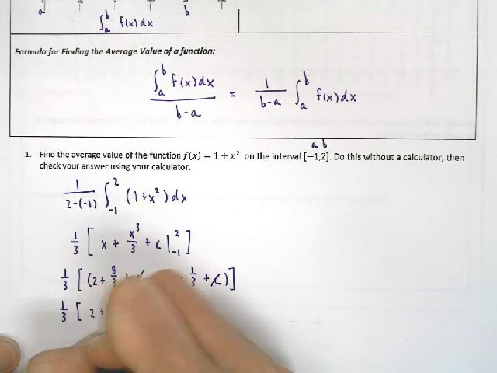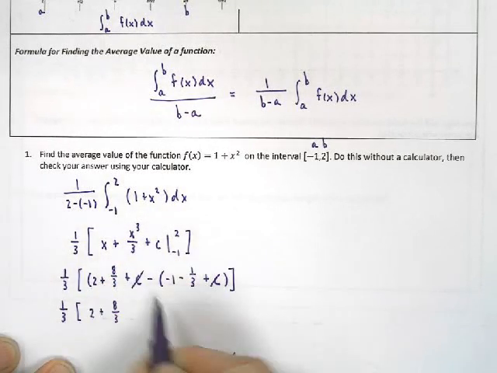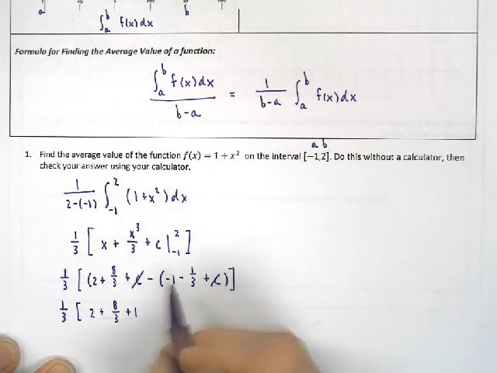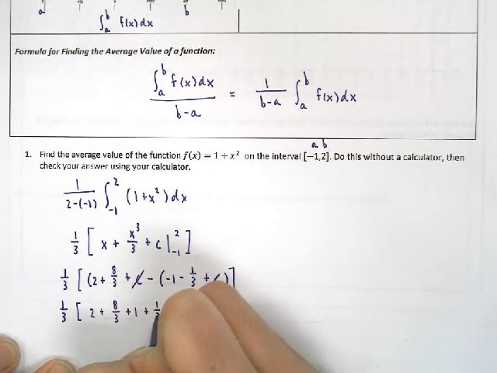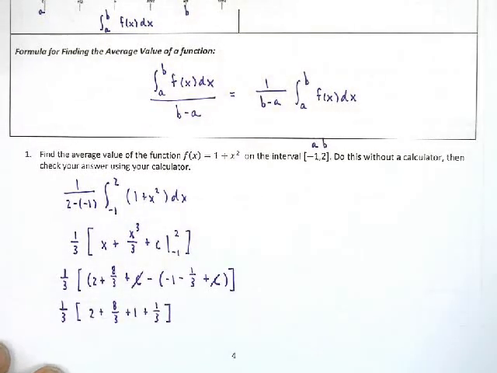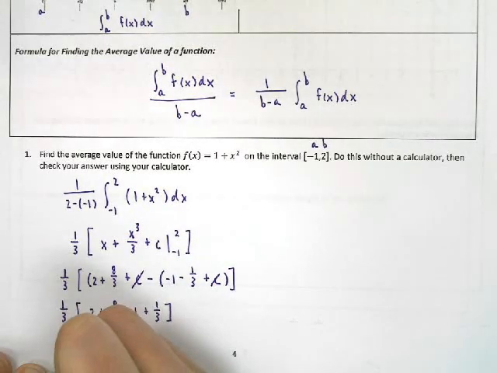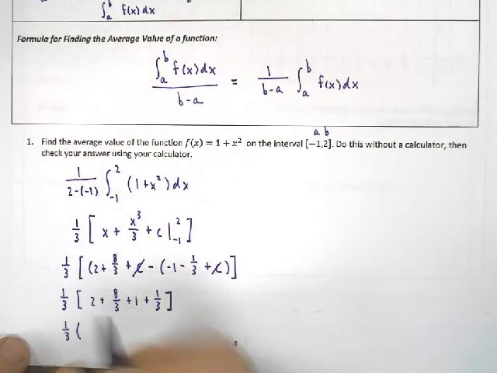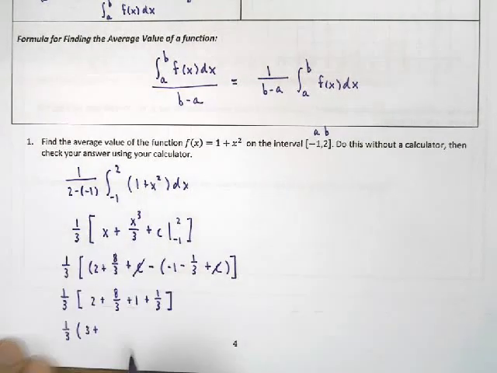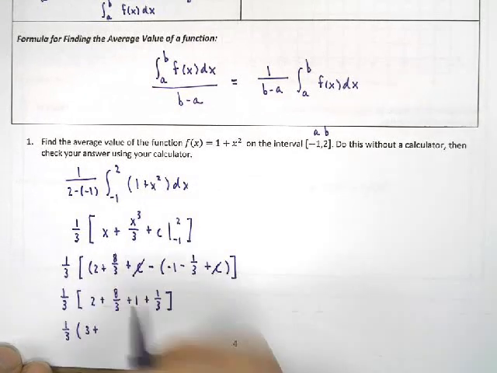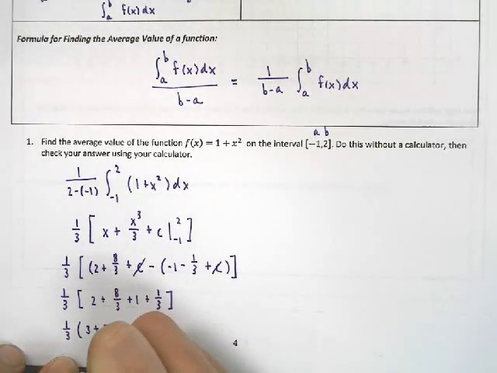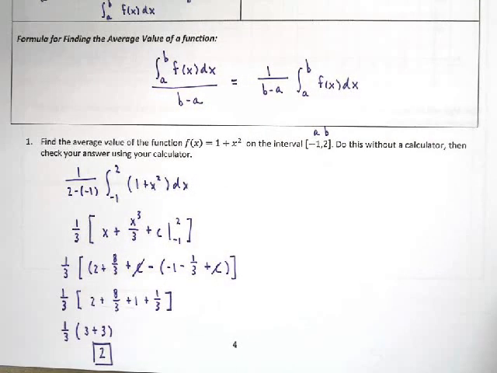I have 2 plus 8/3, I'm going to have plus 1 and plus 1/3. So I'm just about to the end here. Now I have 2 plus 1 is going to give me 3, plus 8/3 and another third is 9/3, so that's 3 more. So 1/3 times 6 is going to give me an average value of 2.